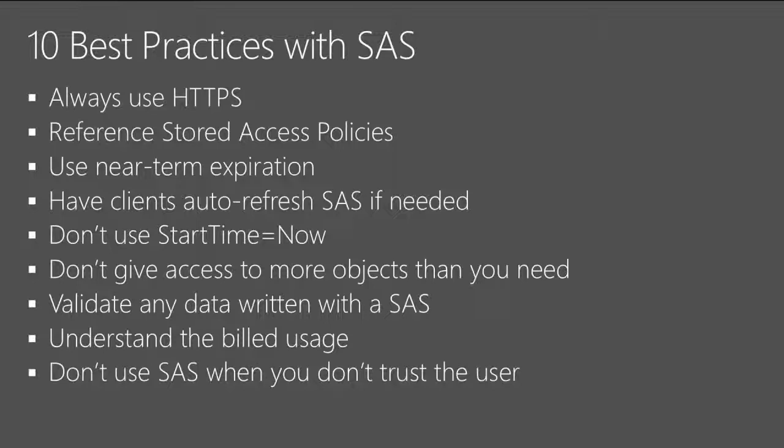And also just don't give out the SaaS if you don't trust the user, right? There's no problem. You can still proxy the data through a web server. That's okay. If you can't trust the user, don't give them a SaaS token because you don't know what they'll do with it.